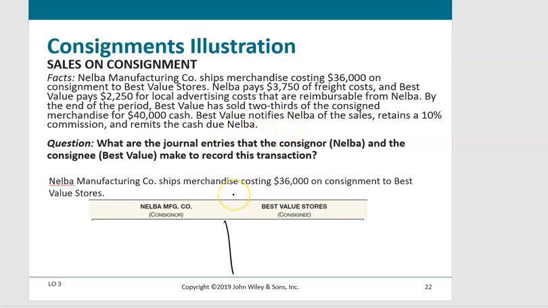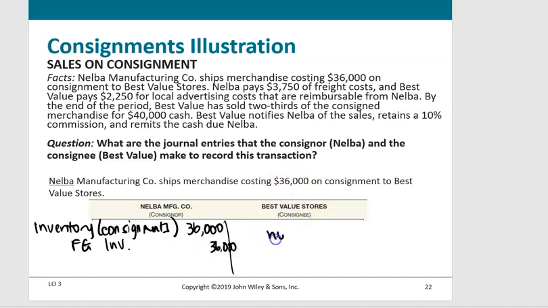Let's record these journal entries, both sides of the transaction, step by step. So first thing that takes place, Nelba Manufacturing Company ships merchandise costing $36,000 on consignment to Best Value stores. So clearly, Nelba is going to take the goods out of its finished goods inventory and put it into its actual consignment inventory, and we might make a special account or note that this is consigned goods at the cost of $36,000.